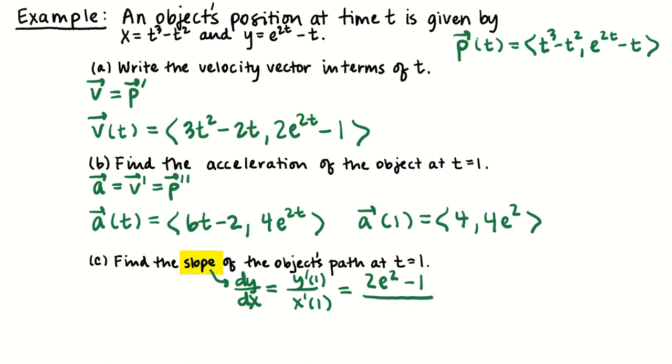And then I'm going to divide by x prime of 1, which is what I would get when I plug in t equals 1 into the x component of velocity. And I'll get 3 minus 2, which is equal to 1. And so I would say that the slope is 2e^2 minus 1.